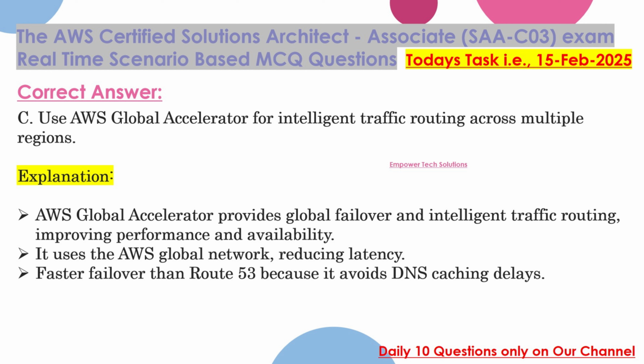Correct answer: C. Use AWS Global Accelerator for intelligent traffic routing across multiple regions. Explanation: AWS Global Accelerator provides global failover and intelligent traffic routing, improving performance and availability. It uses the AWS Global Network, reducing latency. Faster failover than Route 53 because it avoids DNS caching delays.